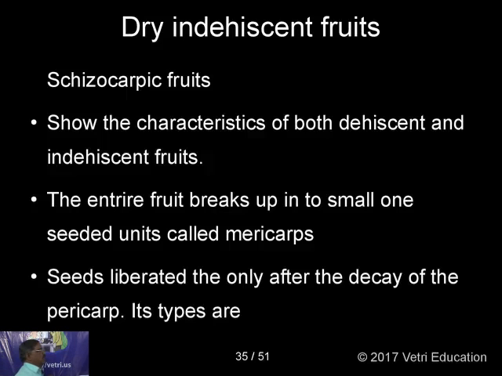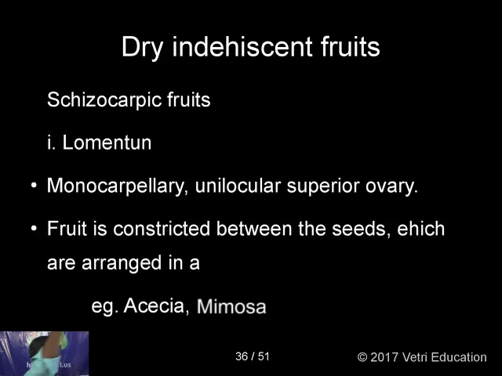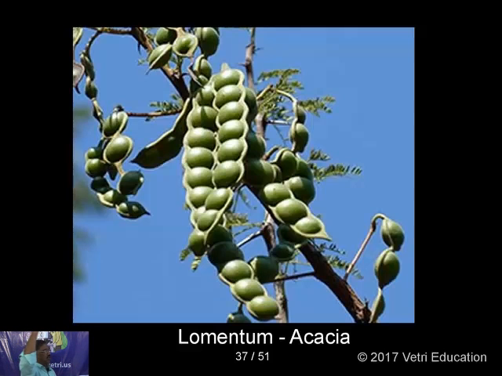The next one is regarding dried indehiscent fruits, schizocarpic fruits. I told you already, these have the characters of both dehiscent and indehiscent fruits. Regarding the indehiscent, the small mericarps decay of the pericarp only, and then seeds will release out. First one is the lomentum, a monocarpellary unilocular superior ovary, fruit constricted between the seeds and each arranged in a row. Example, Acacia. It breaks into one-seeded mericarps. After maturation, each one develops into one-seeded units, and after decay only the seed will come out.